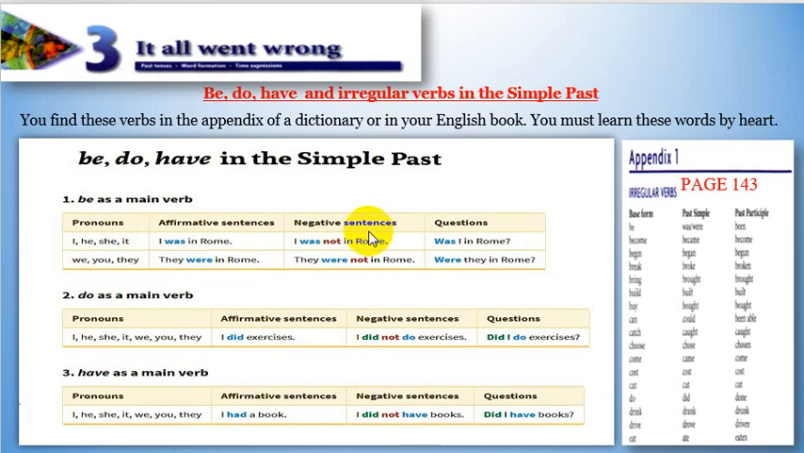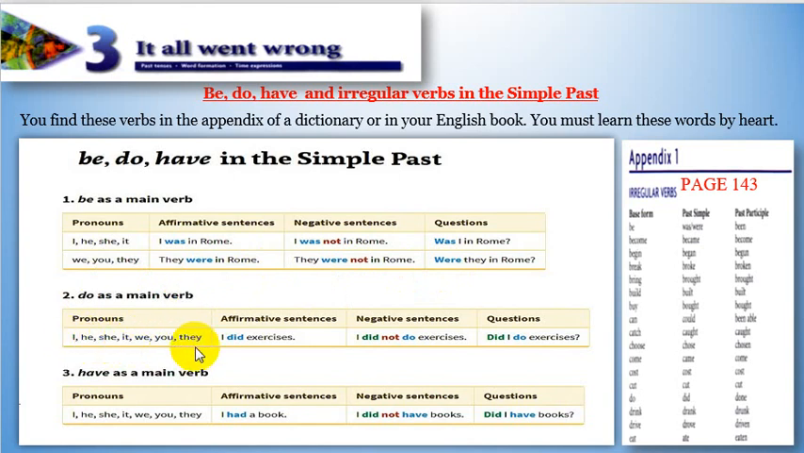In negative sentences, was not or wasn't. Were not or weren't. In questions, we put the auxiliary verb, the main verb, at the beginning of the sentence. Was I in Rome? Were they in Rome? Okay? This is the rule.